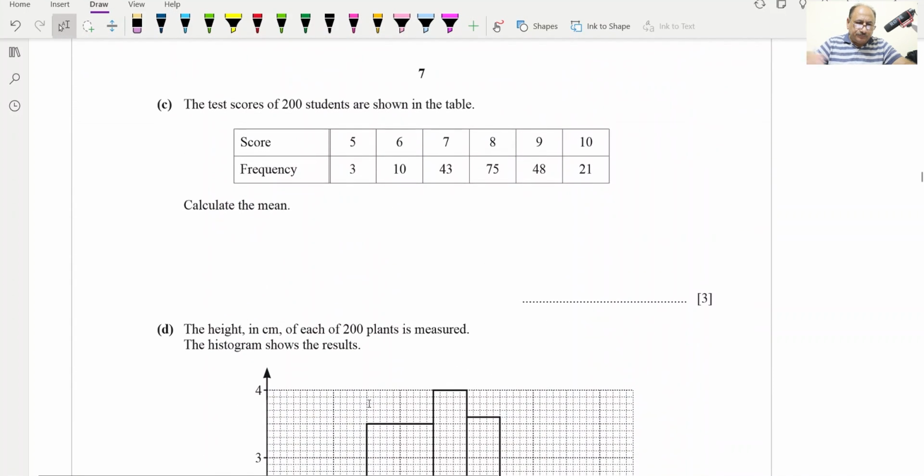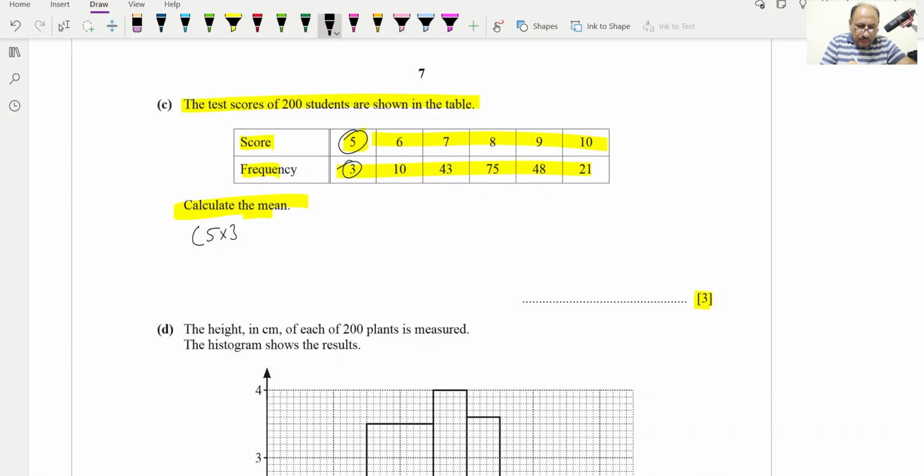Now C part. The test scores of 200 students are shown in the table. These are the scores and frequency. Calculate the mean, and this is a 3-mark question. So mean we have to calculate. For the mean, we will be multiplying each score by its frequency. So mean is equal to sigma fx over sigma f. This is the formula which we are following.